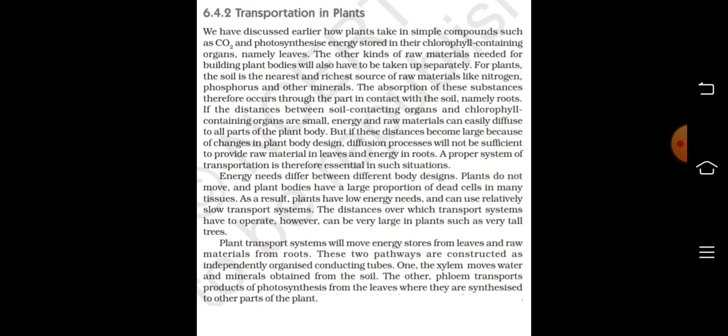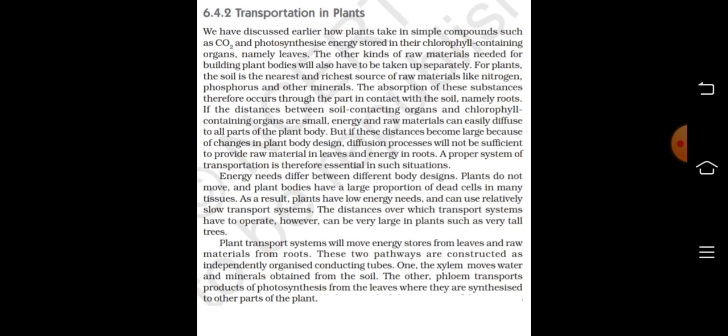Energy needs differ between different body designs. Plants do not move, and plant bodies have a large proportion of dead cells in many tissues. As a result, plants have low energy needs and can use relatively slow transport systems. The distances over which transport systems have to operate, however, can be very large in plants, such as very tall trees. Plant transport system will move energy stores from leaves and raw materials from roots.